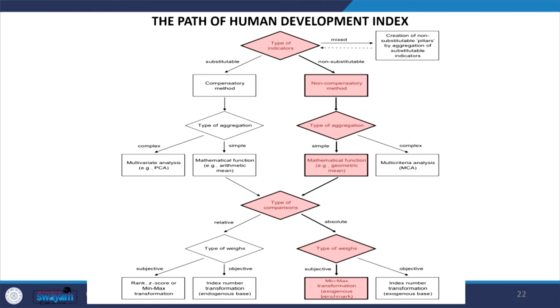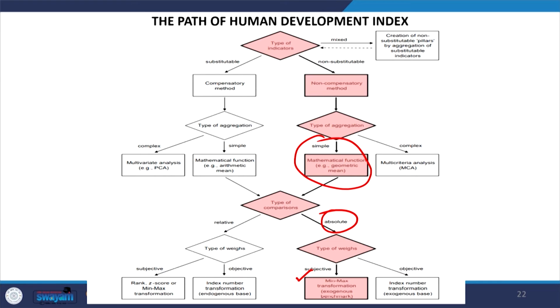This is how the path of the Human Development Index is followed. All those explanations are given, how they have finally followed, and this is highlighted in the color. So, at the end, after explaining all such things, the min-max transformation method has been followed, and the absolute weighting approach is also followed. And most importantly, instead of making it complex, they have used a simple method for aggregation.